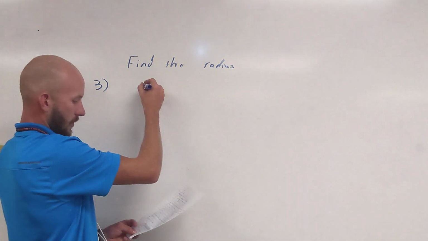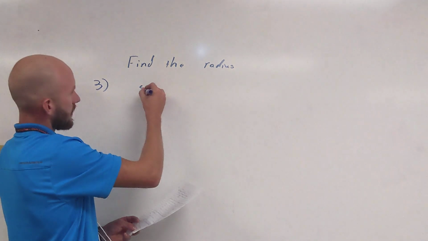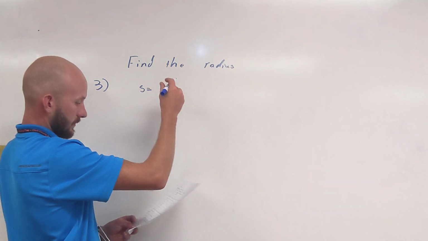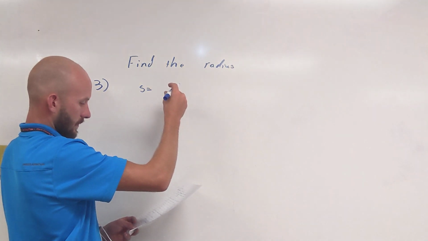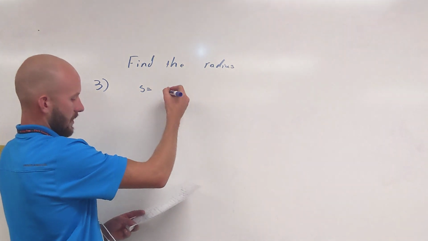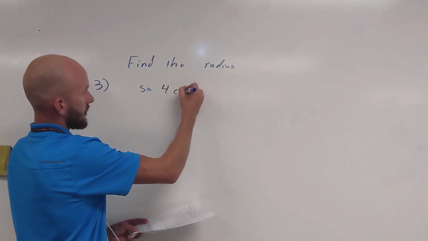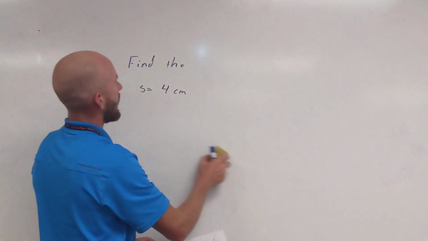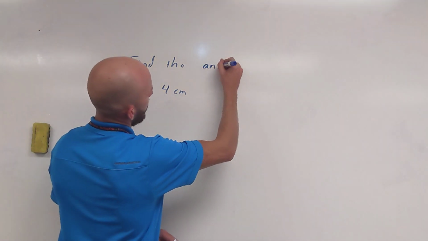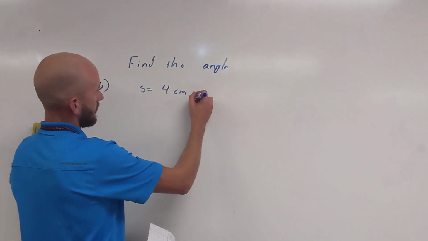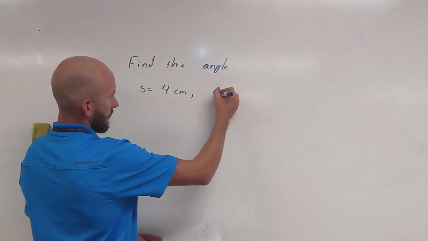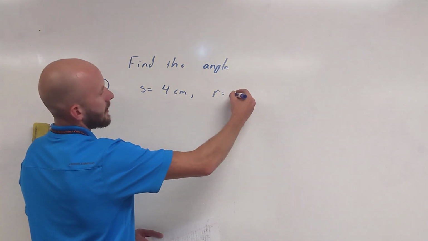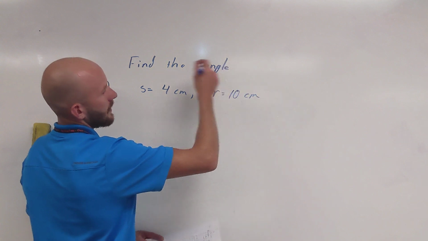So for number 3, the arc length is going to be, let's see, 4 centimeters. Actually, sorry, I did not want you to find the radius. I want you to find the angle. So we've got an arc length of 4 centimeters and a radius of 10 centimeters.